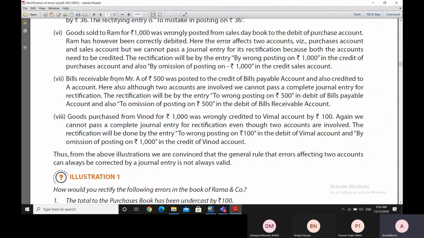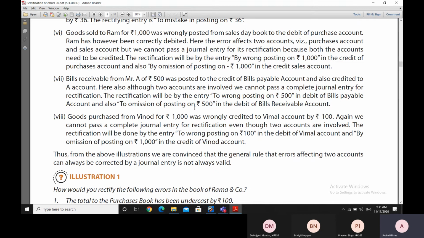So here the correction is to be made to debit the bills receivable account, and on the other hand, the bills payable account needs to be also debited. Since both accounts need to be debited to make the rectification entry, it is not possible to do so by a journal entry, and therefore we'll make these entries in the two respective accounts itself. We'll make an entry in the bills payable account saying "to wrong posting of 500", on the debit side of the bills payable account, and we'll make an entry on the debit side of the bills receivable account also, "to omission of posting of 500".